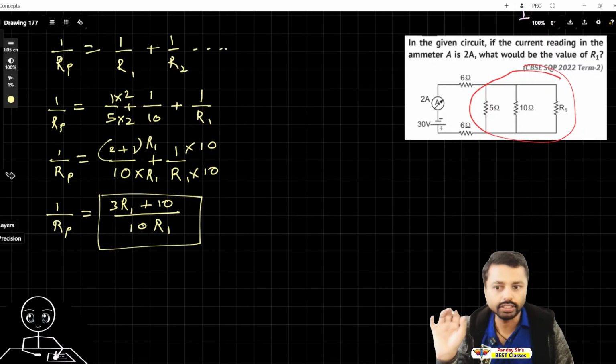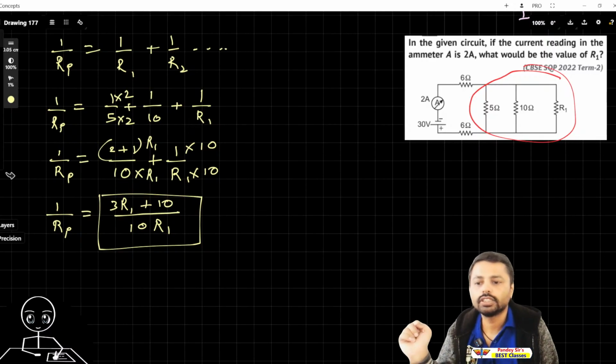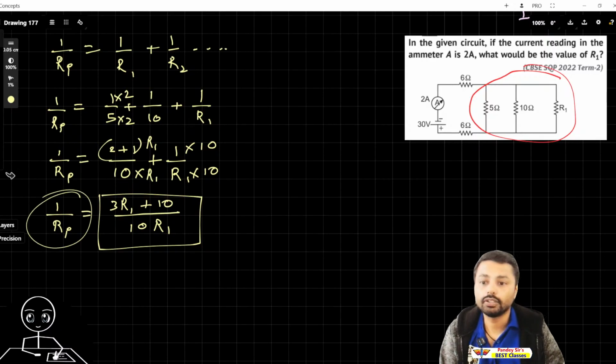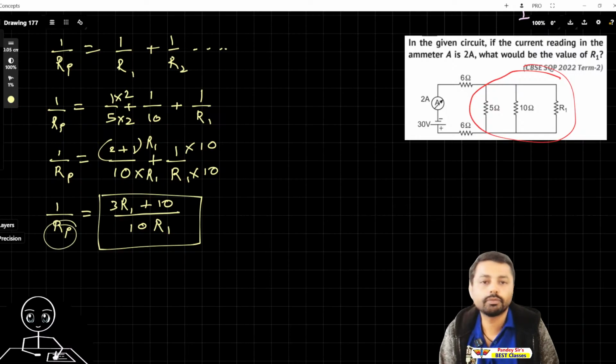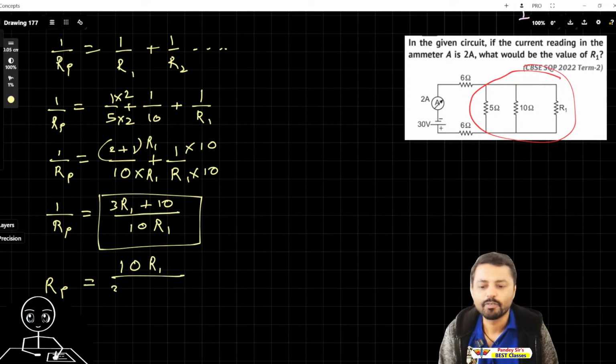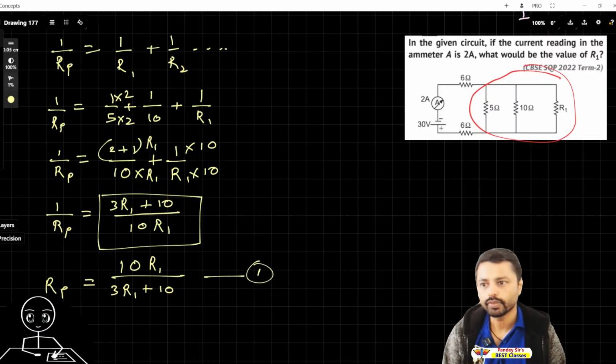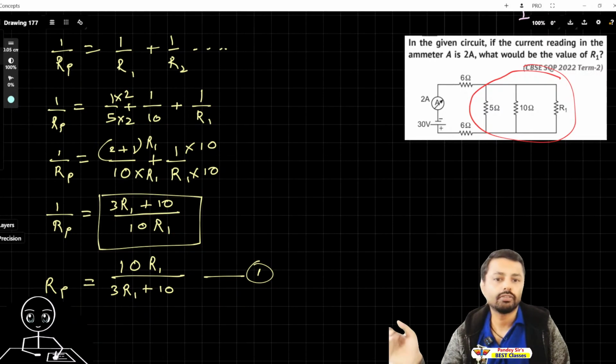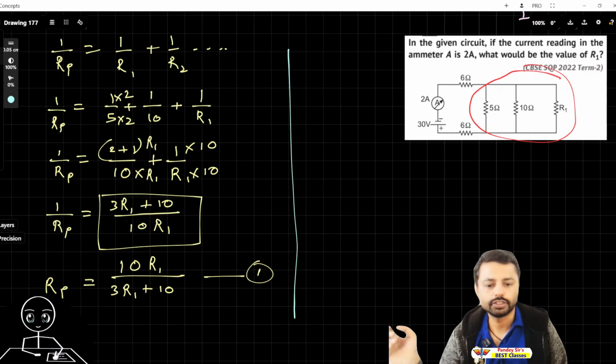Don't forget, here again the students get confused. They think this is the resistance in parallel. No, it is 1 by Rp, 1 by resistance in parallel. So we need to take the reciprocal. How? Just flip it upside down, the simplest way. So 10R1 will go up and 3R1 plus 10 will go down. That's it. Okay, this is how we found the parallel one. This is the correct way to do it.